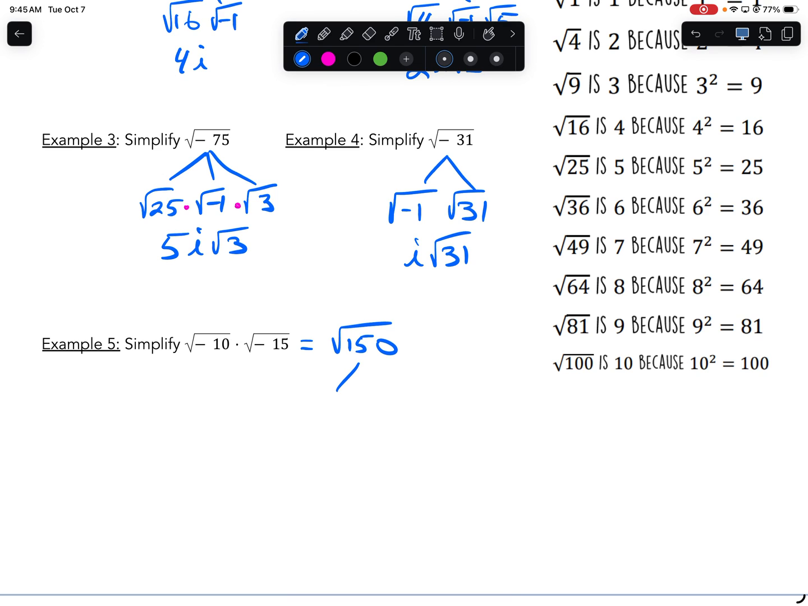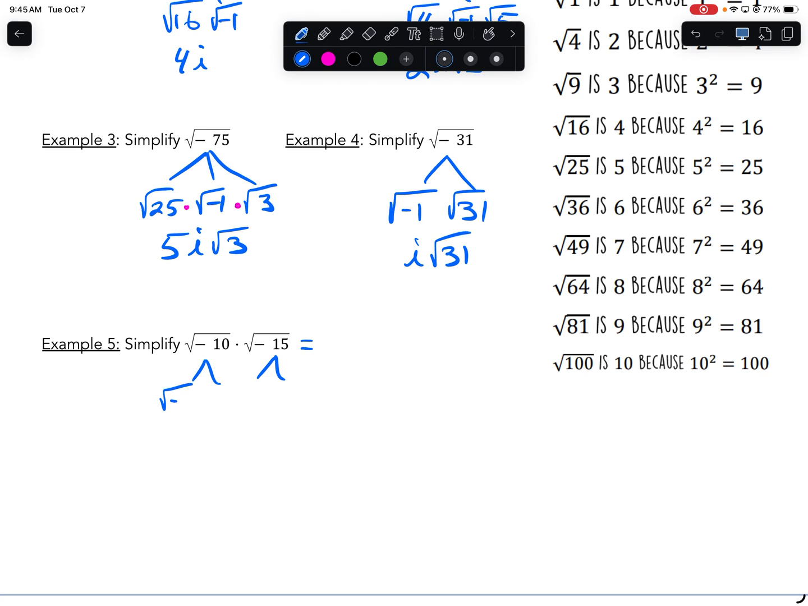Now we have to break apart the square root of 150. We don't have to deal with a negative anymore, okay? Actually, we need to break it apart like this. I take it back. So we're going to break apart both these first because we have to simplify what's under the square root first. That's how we follow the order of operations.